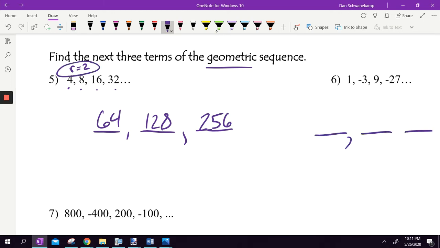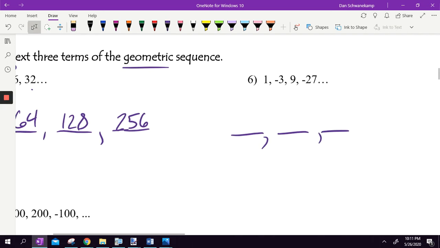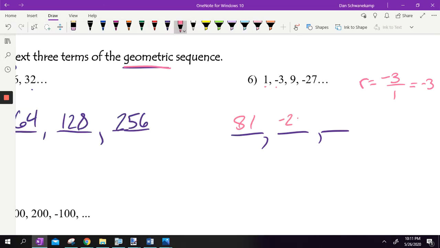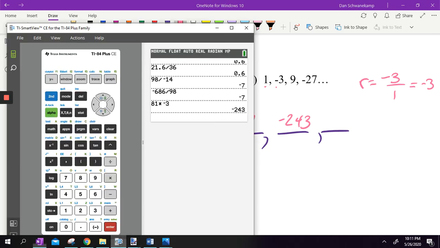Same thing on the next one. 1, -3, 9, -27. What's my r? Well, I can see it, but if you can't, take any term and divide by the one in front of it. They already told me it was geometric, so my r is going to be true. My r is -3. Well, yeah, that makes sense. 1 times -3 would get me -3. -3 times -3 would be 9. Then -27. Then 81. Then 81 times -3 is -243. And then that would be 729, I think.